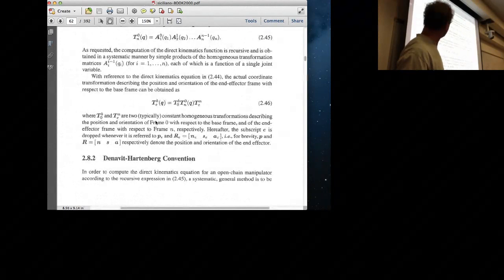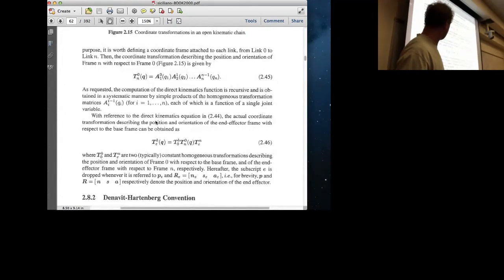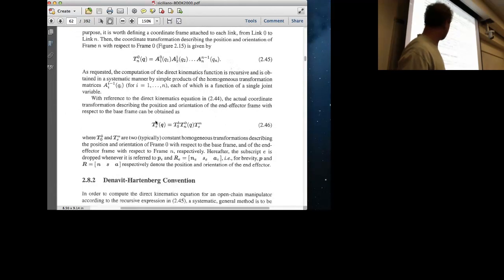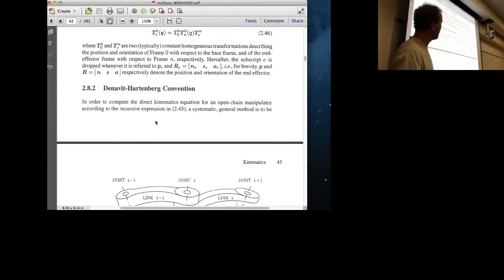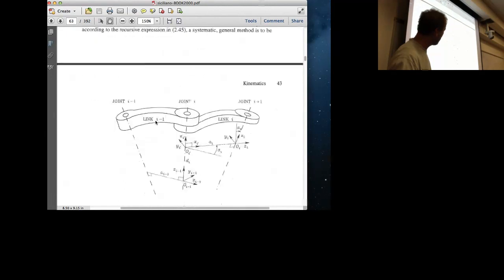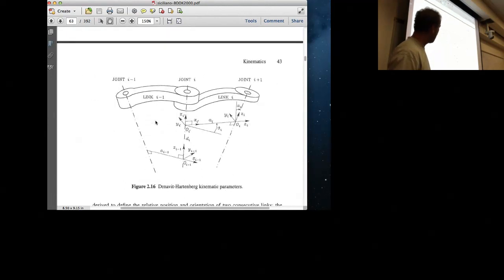Now let me see what comes next. So we have this. Is there anything interesting which I want? No, this is just more stuff. Okay, let's go to the Denavit-Hartenberg convention. This is now trying to put everything into a nicer formalism, and you will see why this is useful. My goal now is to explain that picture. That will take me about 20 minutes.